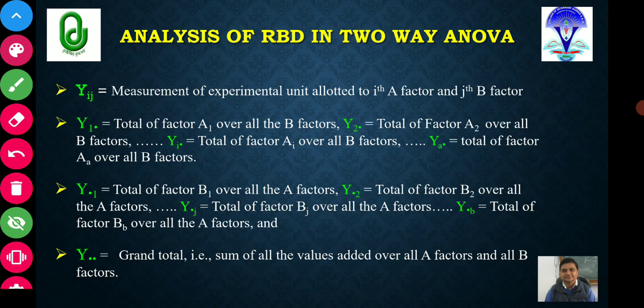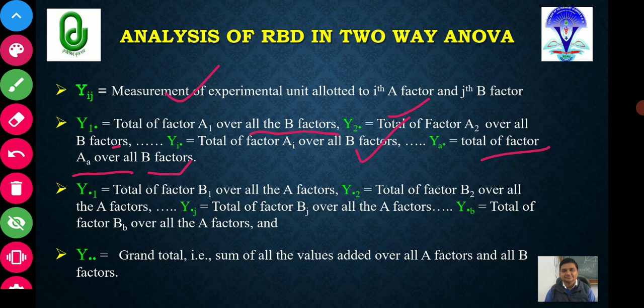So Yij, you know what is Yij? Y1 dot is the total of factor A1 over all the B factors. Just try to remember the table. Y2 dot is the total of factor A2 over all B factors. Yi dot is equal to the total of Ai over all B factors. Similarly, Ya dot is the total of factor Aa over all the B factors.